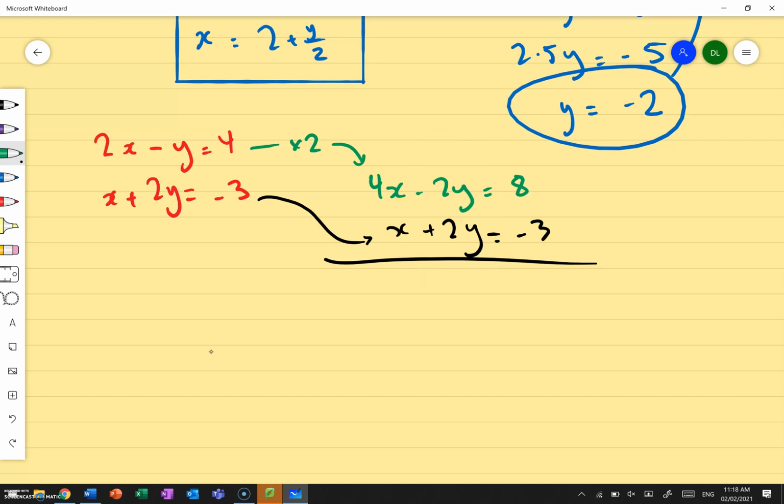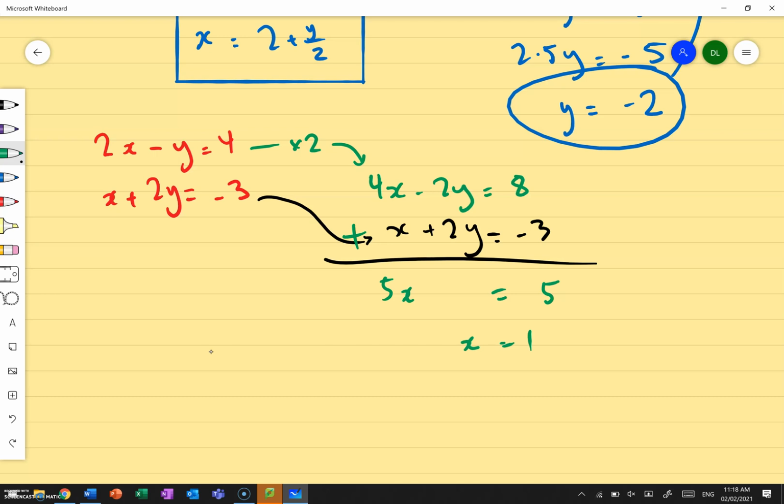So I'm going to add them. I do realize I sound like a crazy scientist when I talk about maths. 4x plus x is 5x. Negative 2y plus 2y? 0. So I can write plus 0, I can just ignore it for now. Equals positive 8 plus negative 3. 5x equals 5. Awesome. Are we done? No. Why not? Awesome. Thank you very much.